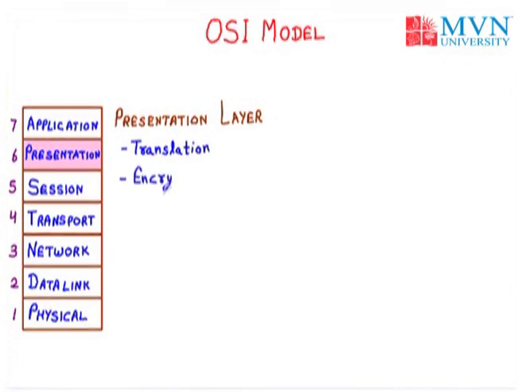Next we have encryption. Encryption means the conversion of normal text into ciphertext. That means we can protect our particular data; that is called encryption. Next is compression. Data can also be compressed with the help of the presentation layer. And lastly, we have to check the syntax and semantics.